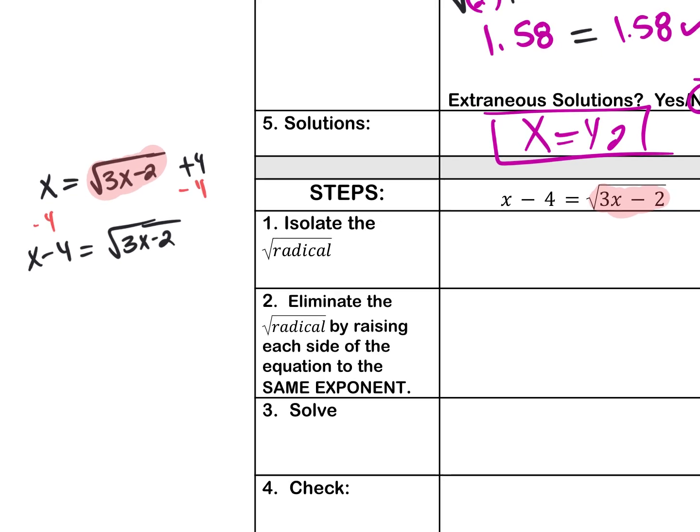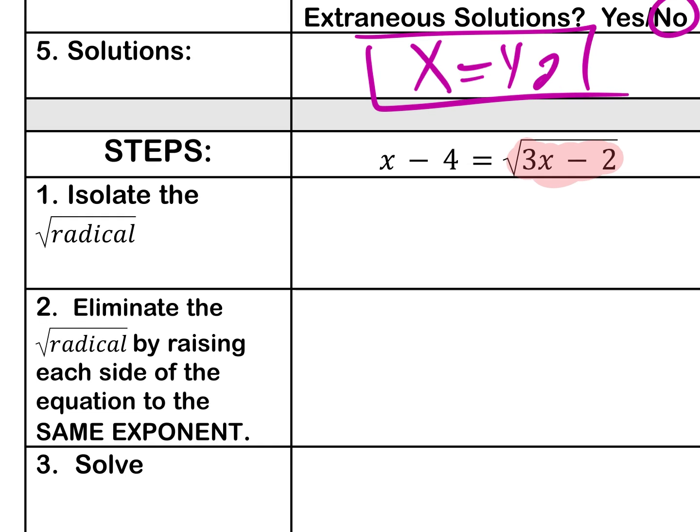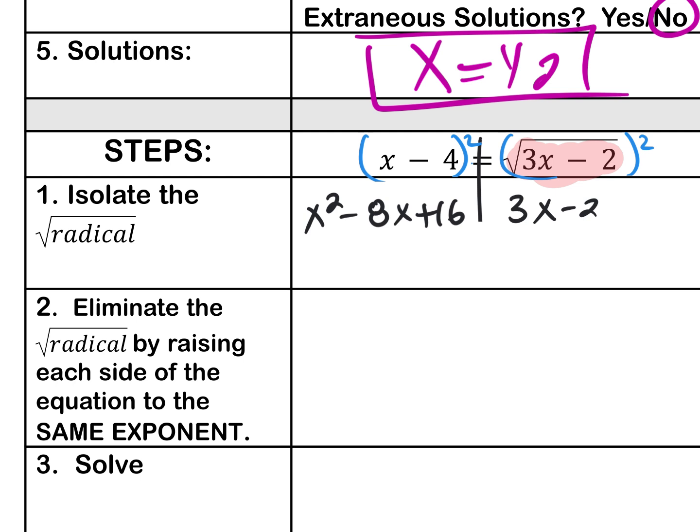Now that it's isolated, I can eliminate the radical where we square both sides. That'll give me 3x minus 2 is equal to x minus 4 squared. I'm going to use the notes on how to square binomials. If you want to watch that video on how to square binomials, you will see how I got x squared minus 8x plus 16 as my answer. Again, you might have to watch that video in order to see how that happened. But once I do that, I can verify that I got rid of my radical. So I did the second step.